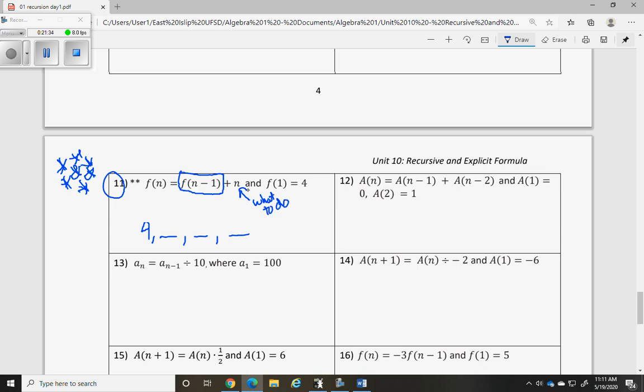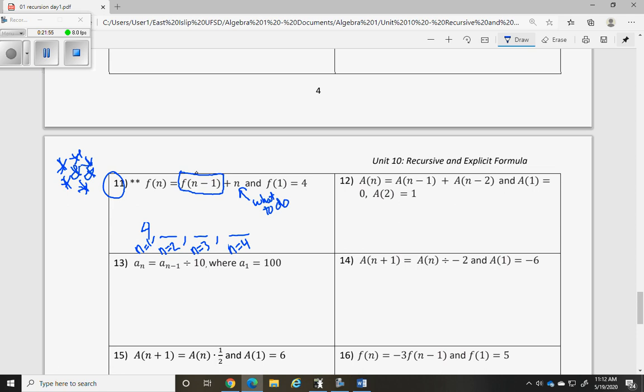So what the heck is n? Remember, this is the first term, so n is 1 here. This is the second term, so n is 2. This is the third term, so n is 3. And this is the fourth term, so n is 4.